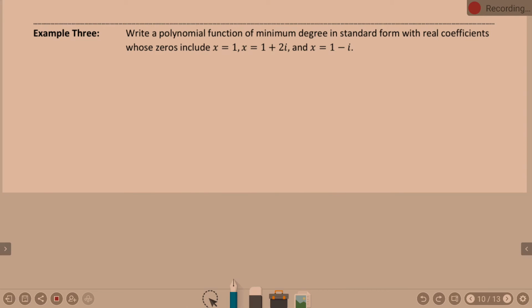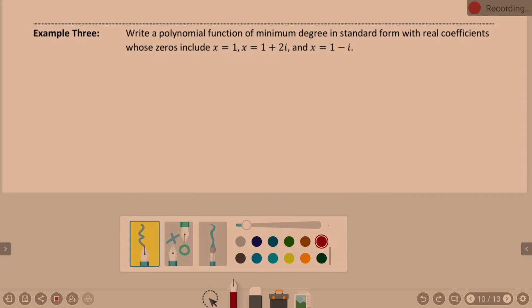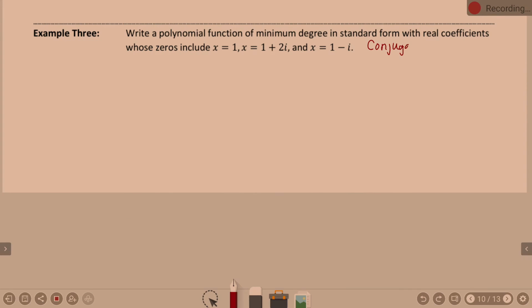Okay, example 3. Write a polynomial function of minimum degree in standard form with real coefficients whose zeros include x equals 1, x equals 1 plus 2i, and x equals 1 minus i. And, well, there's more, isn't there? Because of the 1 plus 2i and 1 minus i, we need our conjugates, yes? X equals 1: do we worry about a conjugate there? No, because it's not a complex zero. It's not imaginary. So that one's just good.